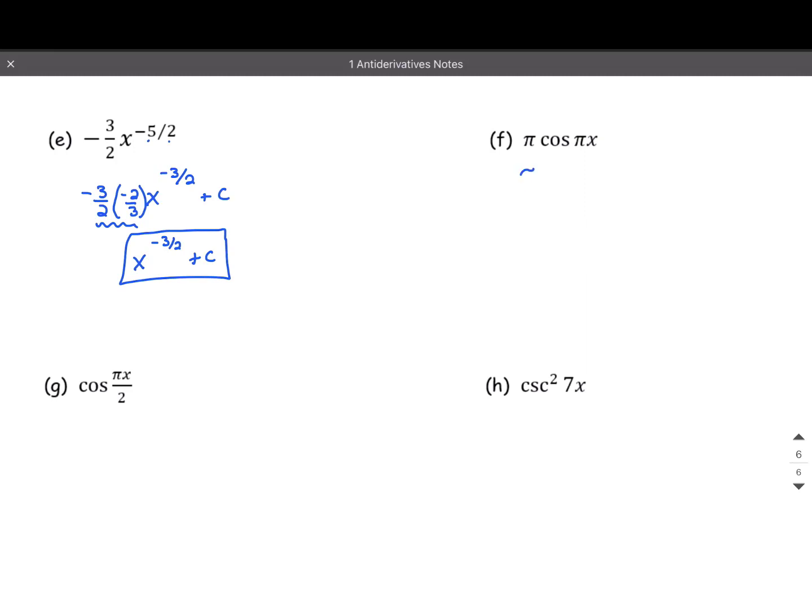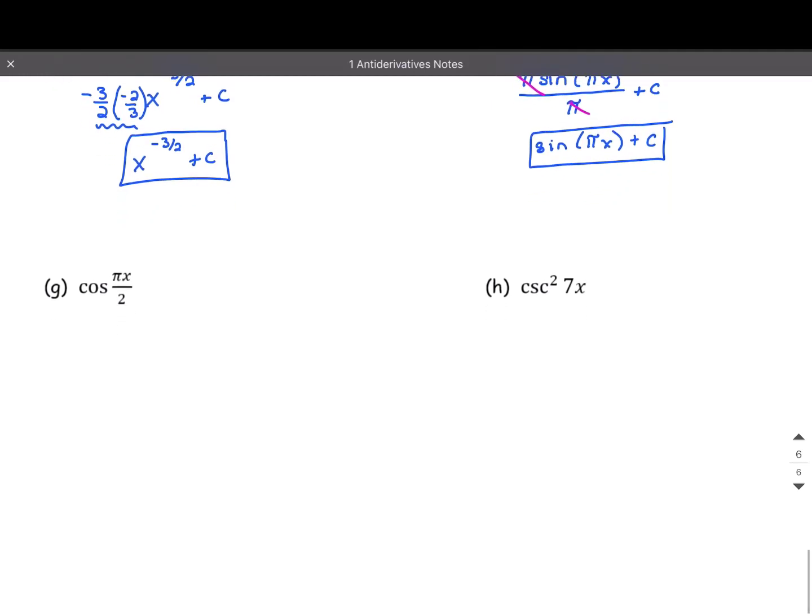So we keep our pi. What has a derivative cosine? That's sine. Keep the angle, but remember, we divide by, what's the derivative of pi x? That's pi, and we're going to have a plus c, but you should see that those pi's are going to cancel out, and we're just left with the sine of pi x plus c. Yay! All right, 2 more.